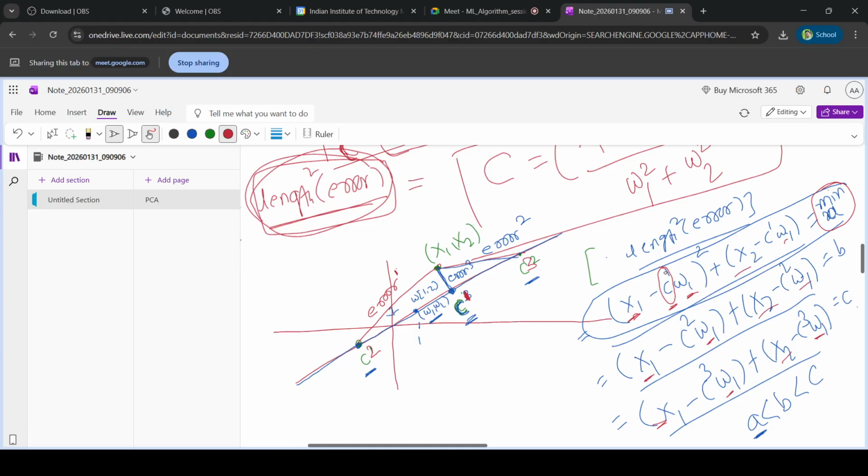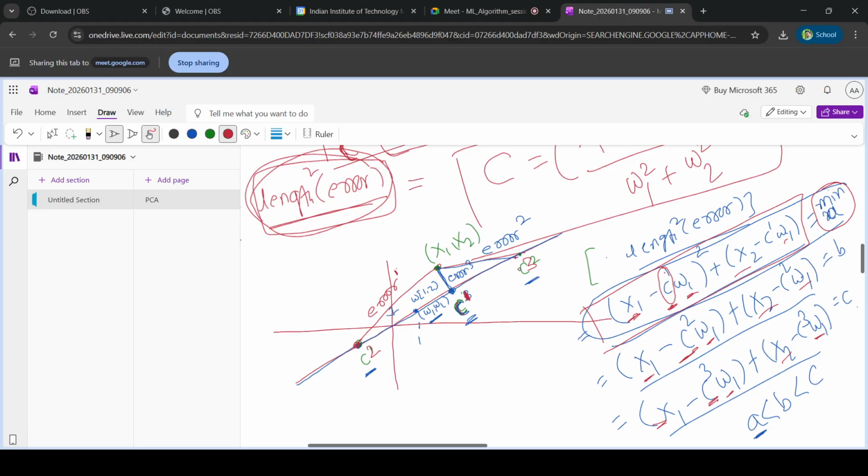Only what is changing here is C1, C2, C3. You need to figure out the C which gives you the minimum value of this equation, the length square error equation. You need to find that c value which gives the minimum. So you have already calculated c1, c2 and c3.